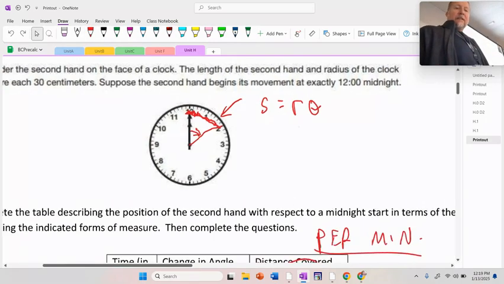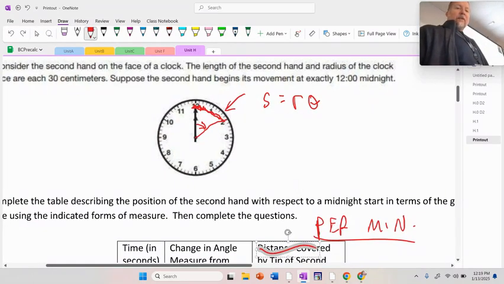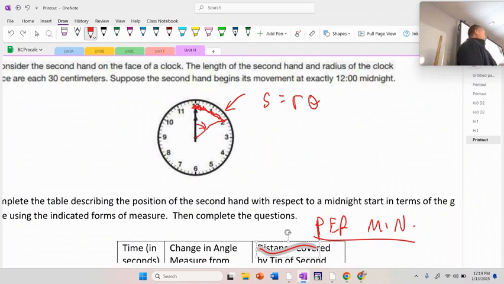Okay, so what happens in 10 seconds? You agree that this goes from here to here, right? In 10 seconds, it goes to the two hand. You ever seen a clock like this before? I hope, right? Yes. Okay.